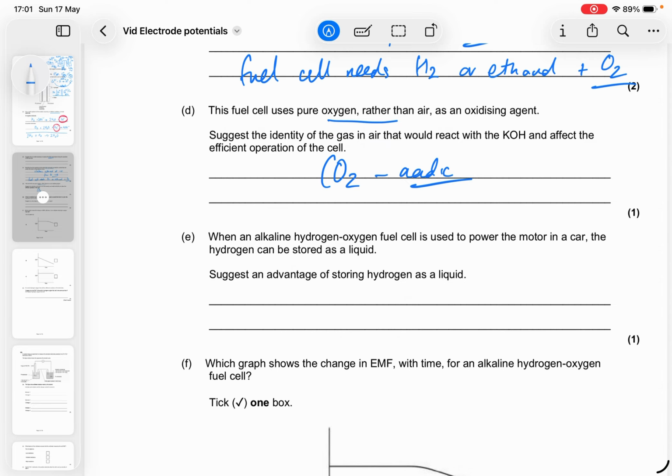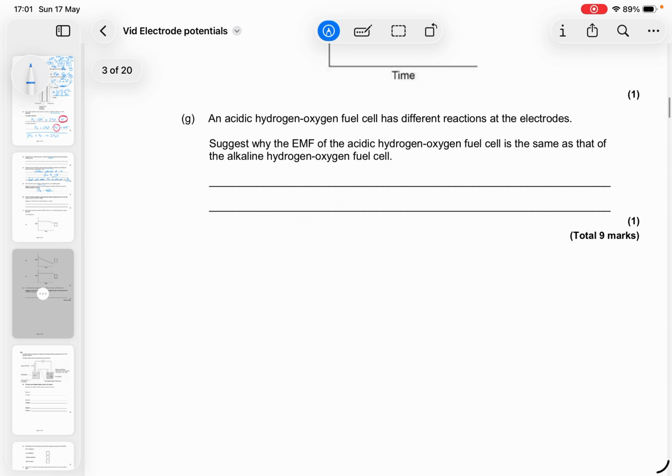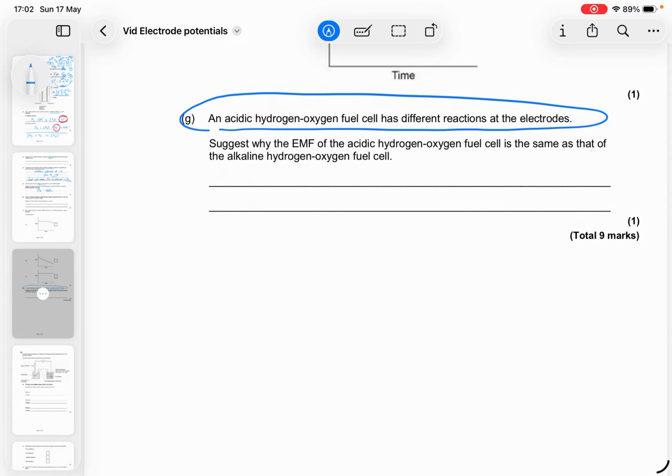Okay, now I'm going to skip a few questions. I'm not looking at every single question here. What I'm really looking at is some key questions that repeat themselves many times. When you've got a hydrogen fuel cell, the overall cell reaction is the same, because whether you've got the fuel cell under acidic conditions or under alkaline conditions, the product will be water.